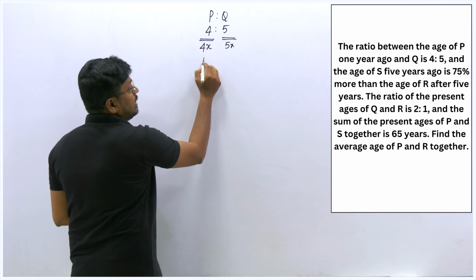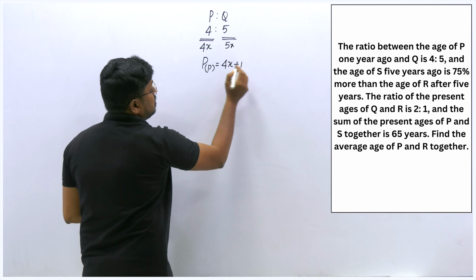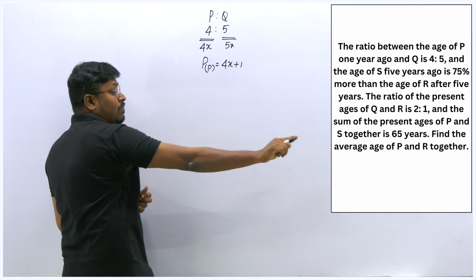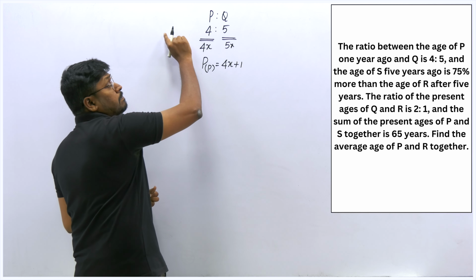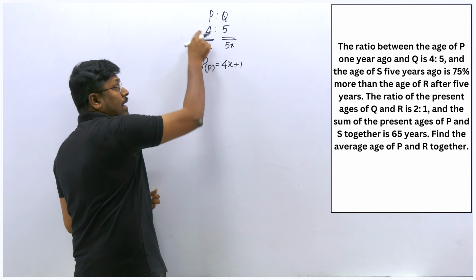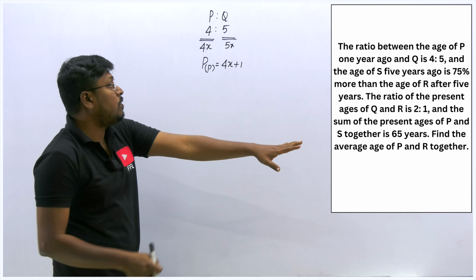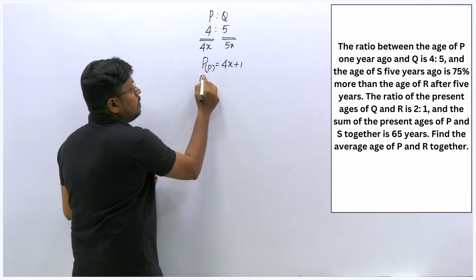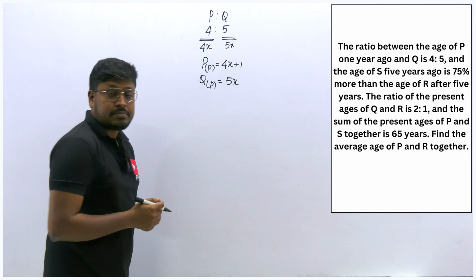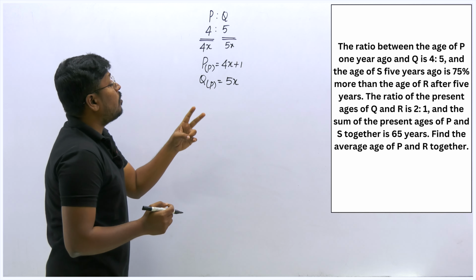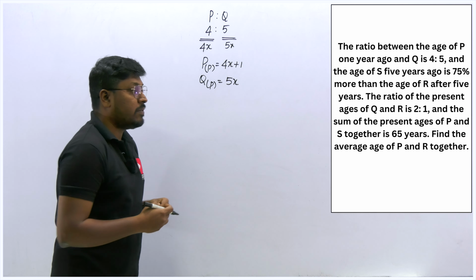So now we can say that the present age of P will be 4x plus 1. Friends, understood or not? They have given 1 year ago, that means they are talking about the past age. So bring the age of P to the present, so 4x plus 1 will be the present age of P. And what about Q? Q has been directly given, so the present age of Q will be 5x. Friends, understood or not? So now we have brought both persons' ages, P and Q, to the present year.